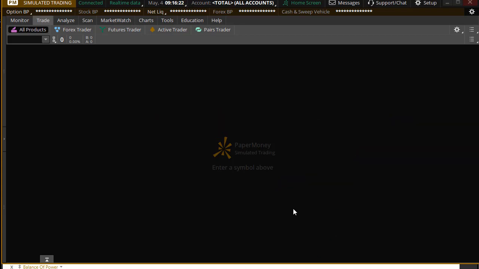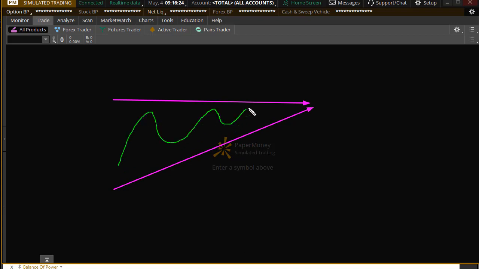If that wedge looks more like this, and the price action has been moving throughout this and just continues to tighten up, a lot of times you can take that trade right here. Okay, you don't have to wait.